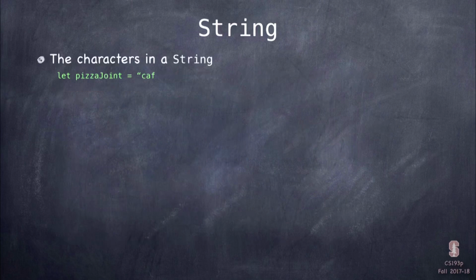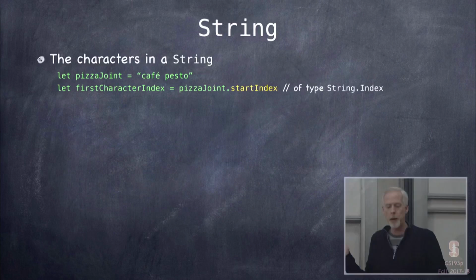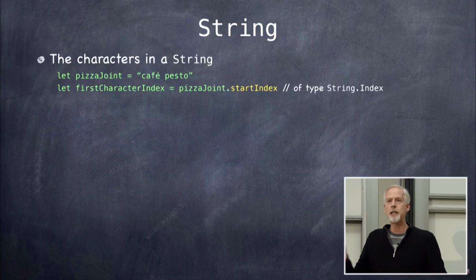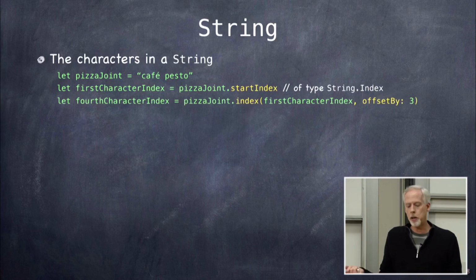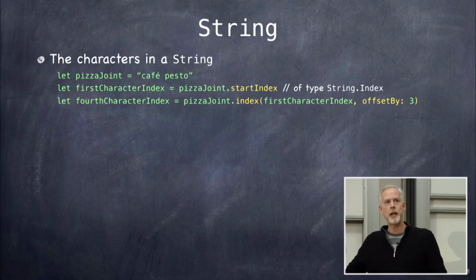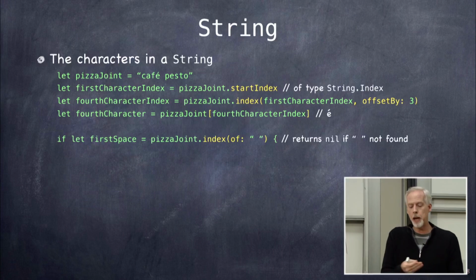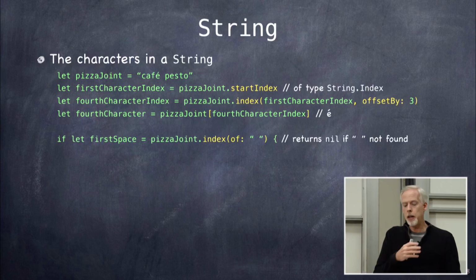Let's look at the code that makes that work. Here's my pizza joint, Café Pesto. I get the index of the first character by saying pizzaJoint.startIndex. That's not an Int, it's of type String.Index. Now I get the 4th character's index by taking the first index and offsetting it by 3. Now I get the actual 4th character by using subscripting: pizzaJoint subscript the index, of type String.Index, not of type Int. I could also do it with index(of:). Here I get the first space character in Café Pesto with pizzaJoint.index(of: space).